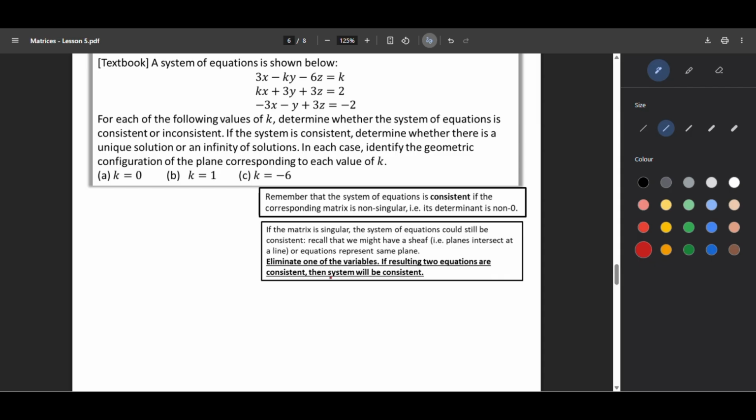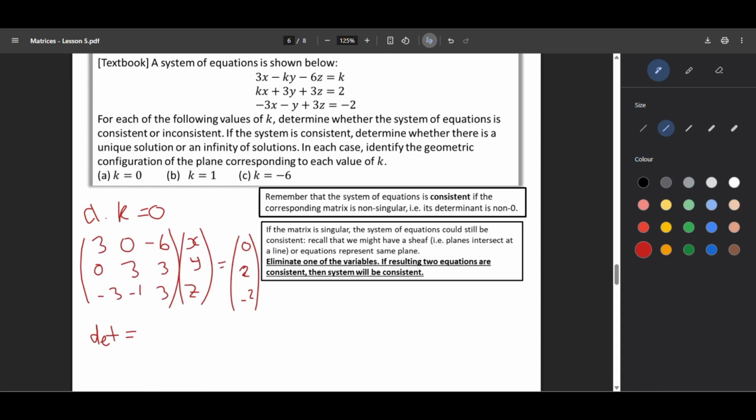Anyway, let's have a go at part A when k is 0. Let's think about what equation we would get there. I've just written that out with k as 0 in there. So I end up with that matrix there: 3, 0, minus 6; 0, 3, 3; minus 3, minus 1, 3; with x, y, z equal to 0, 2, minus 2. So I get a determinant there of minus 18.